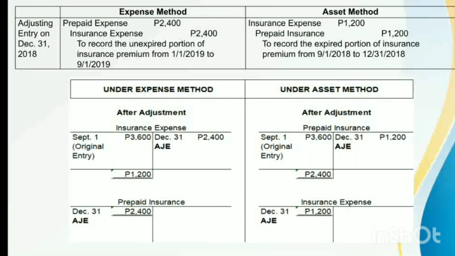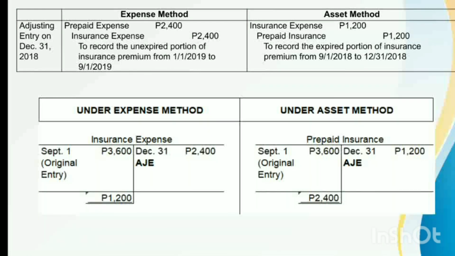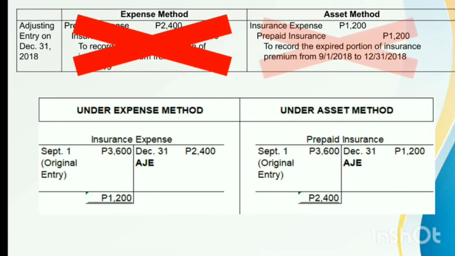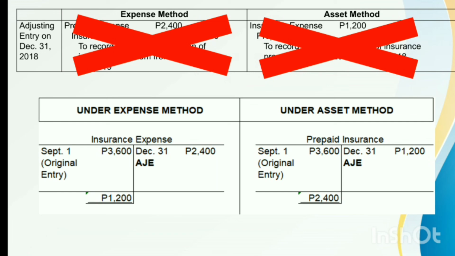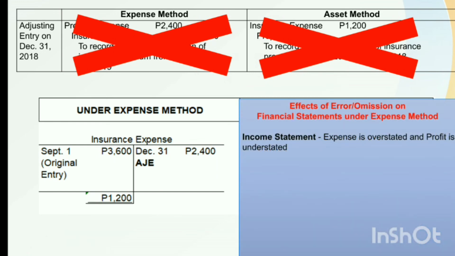I don't know if you guys observed this one, but I'd like you to know that after the adjusting entry we made, the balances of insurance expense and prepaid insurance under both methods are all the same. Now, what will happen if there is no adjusting entry? So let's start with the expense method. For the income statement, if there is no adjusting entry prepared under the expense method, the expense is going to be overstated and consequently, profit is understated.